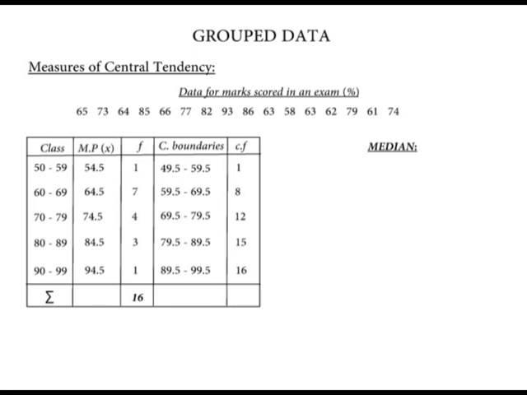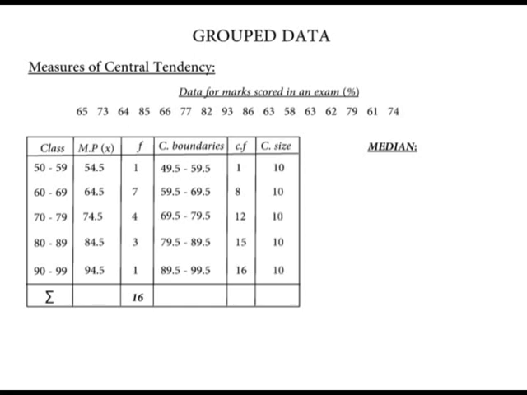Another column we need is the class size. Here, we subtract the lower boundary from the upper boundary. If we do that, it appears all classes have class size 10. The median of grouped data is found in the same way as that of ungrouped data.